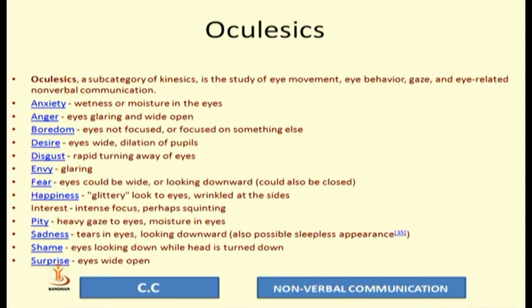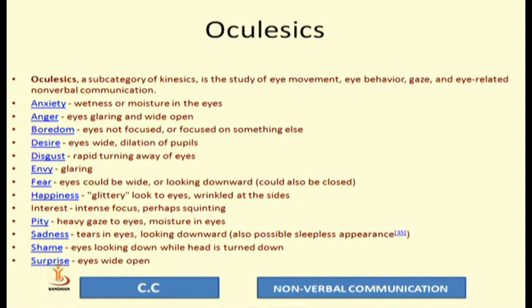I would like to talk about the first example, that is anxiety. Anxiety, wetness or moisture in the eyes. Anxiety when you are fully excited. Just imagine the time when your board result was going to be declared. Everybody has anxiety. What will be my percentage? Will I pass or will I fail? That is nothing but anxiety. So when a person has a lot of anxiety, it can be reflected from his or her eyes, and one can see wetness or moisture in the eyes.